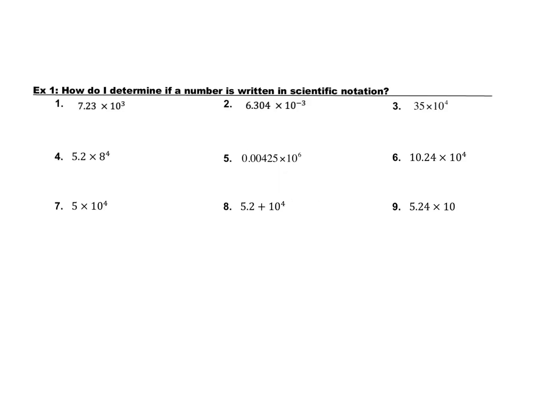All right, example number 1, how do I determine if a number is written in scientific notation? Remember that we said that we have the C times 10 to the nth power. And this first number here has to be between 1 and 10. It's actually greater than or equal to 1 and less than 10. And then n has to be an integer, which can be a positive or negative whole number.